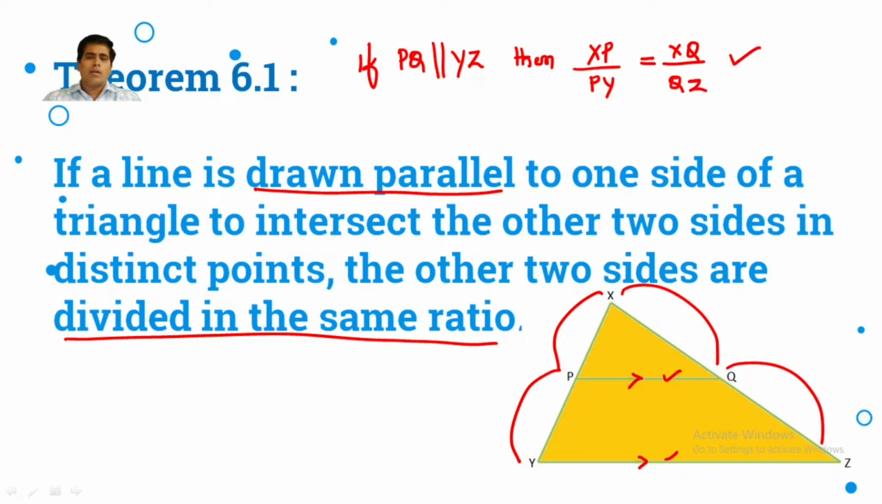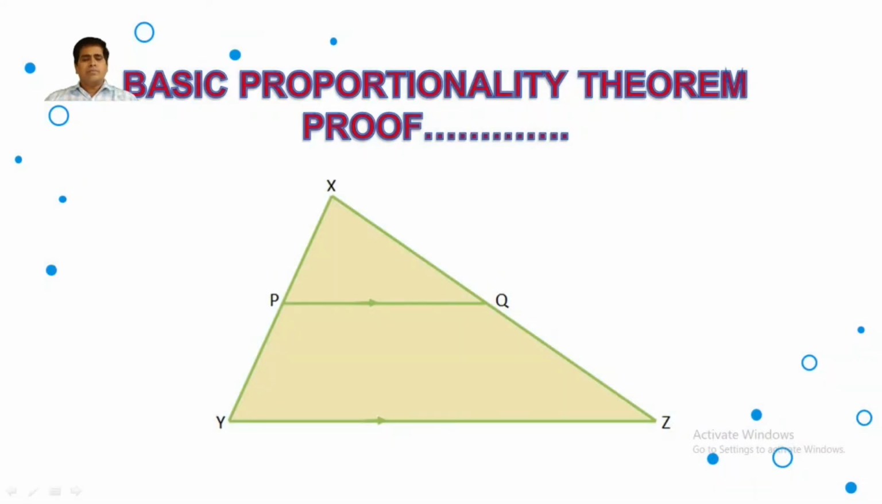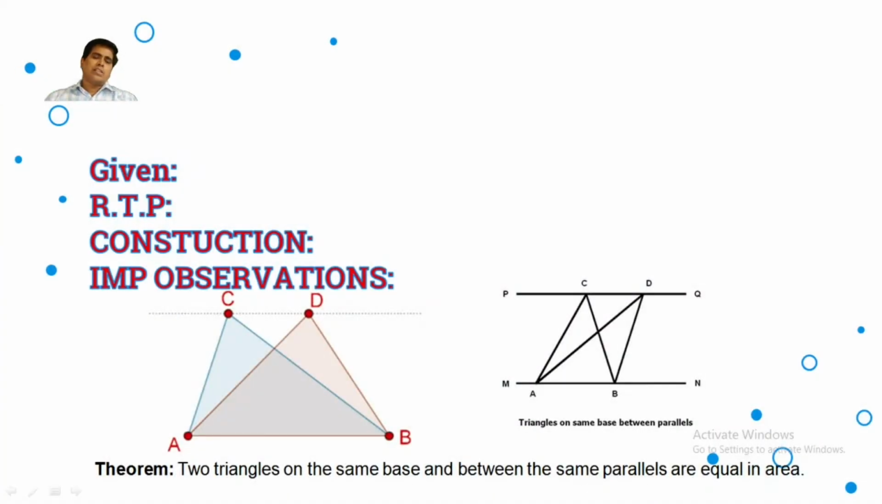So this is the basic proportionality theorem in very short. If PQ is parallel to YZ in a triangle XYZ, then XP by PY is equal to XQ by QZ. This is the basic proportionality theorem. So let us prove this theorem. Same thing here: when PQ is parallel to YZ, XP by PY is equal to XQ by QZ.